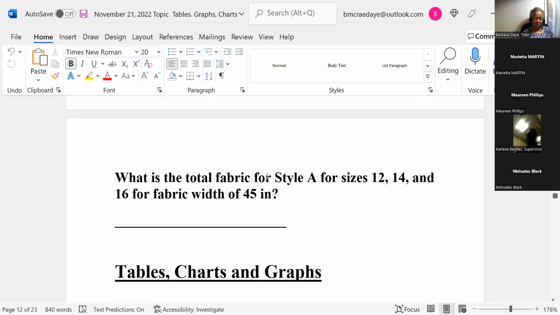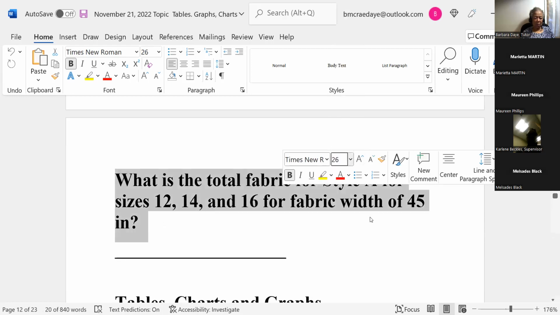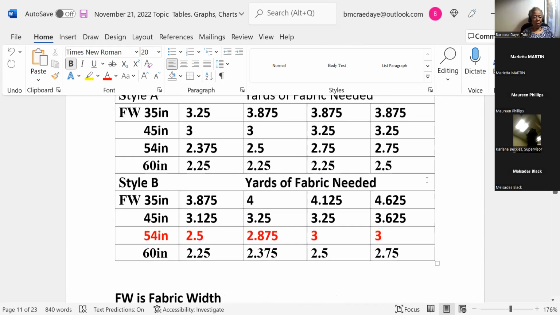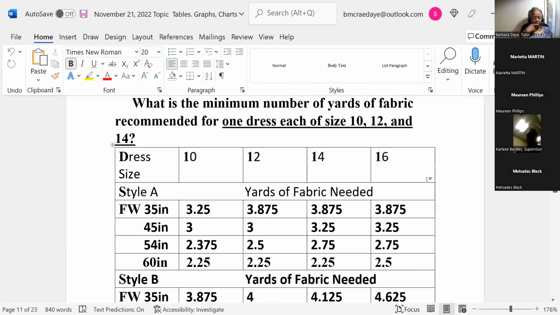Total. Okay, let me go back. Got it? See, what is the total fabric? I can see 12, 14 and 16. I need to see the table. Can you see it in the question I asked? I get 950. You need to slide up for me. Maureen got 950. What did you get, Marietta? It's really mental math. Miss, I can't see the rest of the result to write them off. Okay, here's the table. 14 and 16, I need to see.